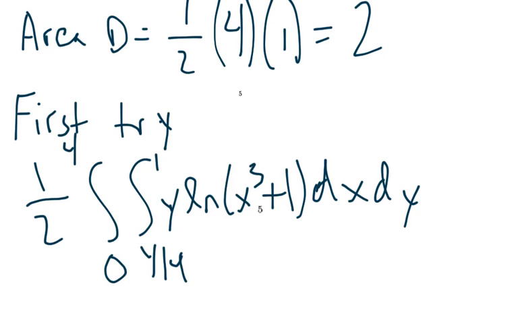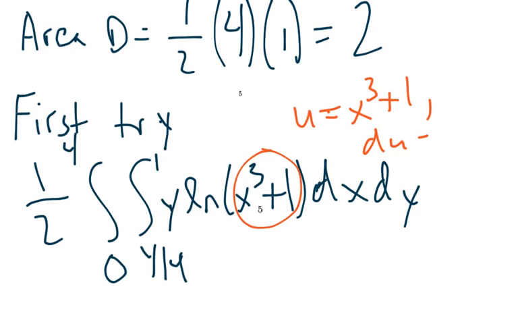But we notice there's a problem here, right? How am I going to integrate this? If I try u sub, and I get du is equal to 3x squared dx, so this isn't going to work. That doesn't show up here. So to go to the next page, we're going to need to reverse the order of integration.